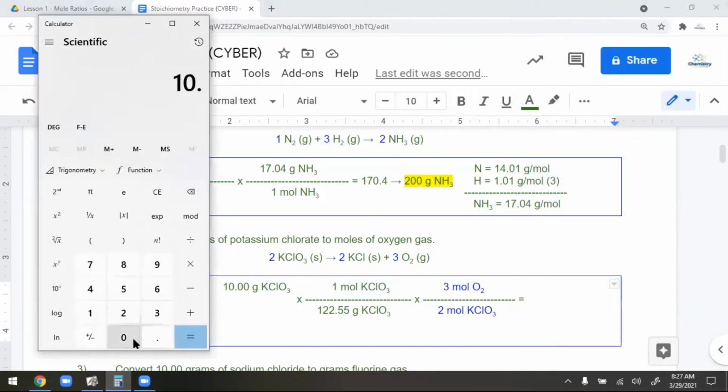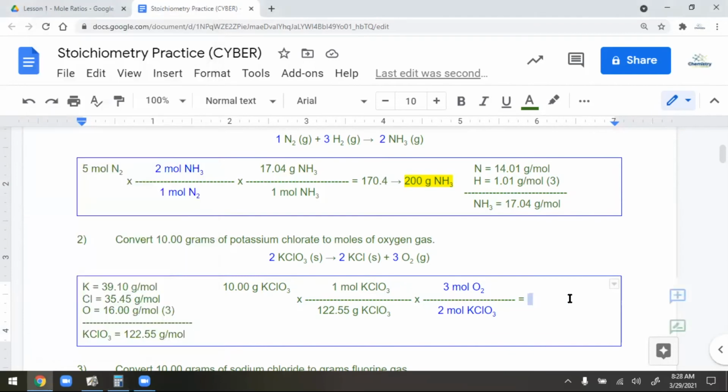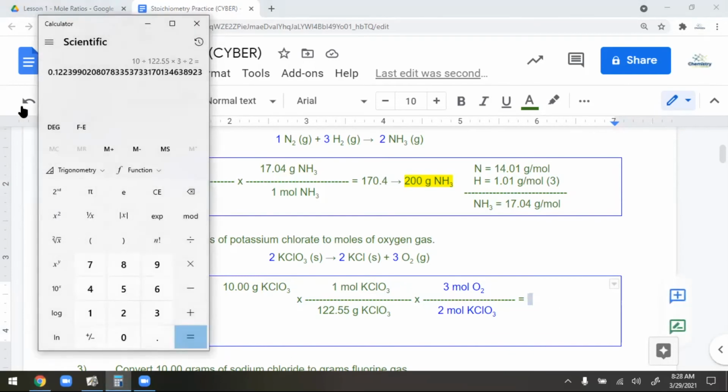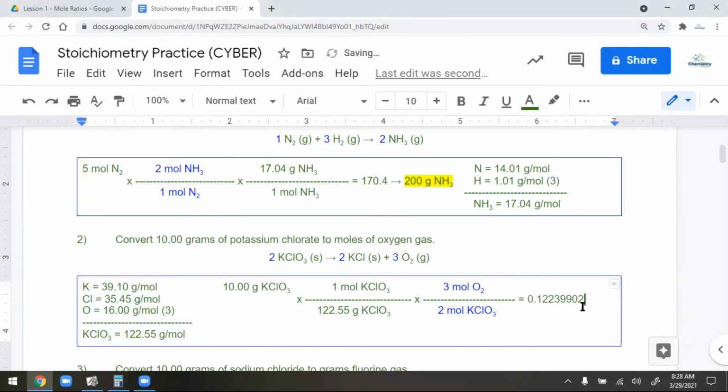So we have 10.00. Now we don't have to do anything with the multiply by 1, but we do have to divide that by 122.55. And then in our last fraction, we have to multiply by 3 and then divide by 2. So multiplying by 3 and dividing by 2, we get an answer of 0.1223902. So I'm just going to copy that. We'll drop that in here.